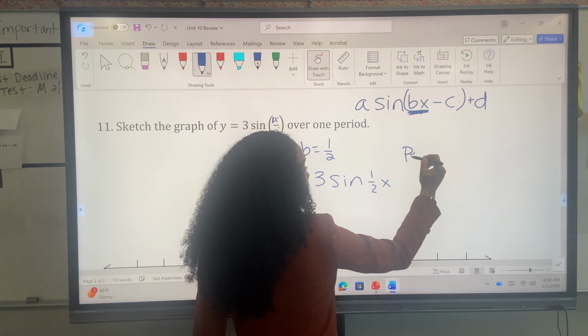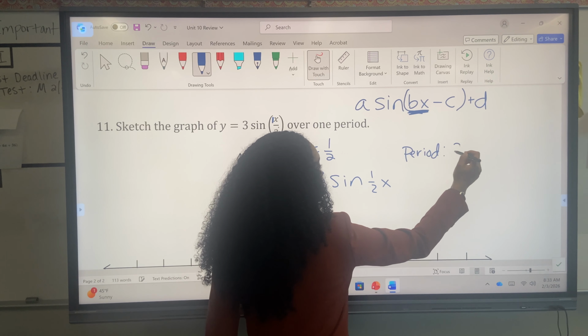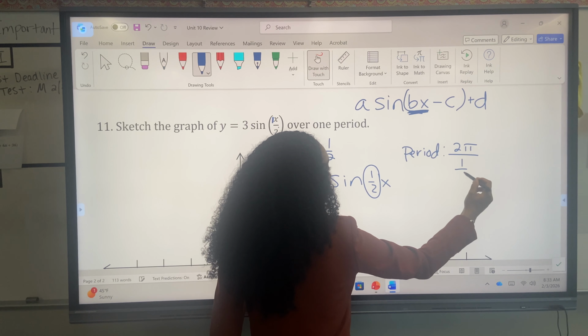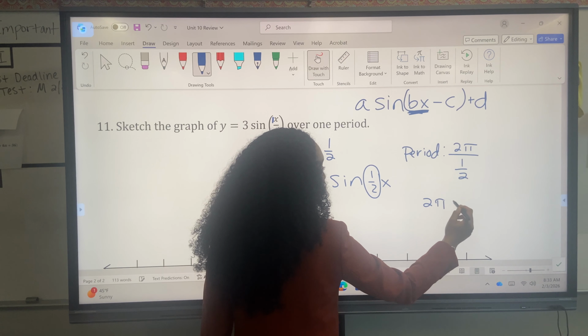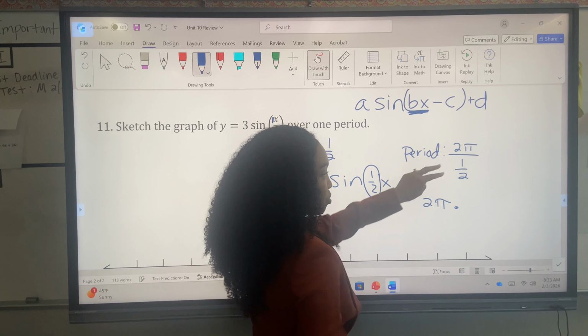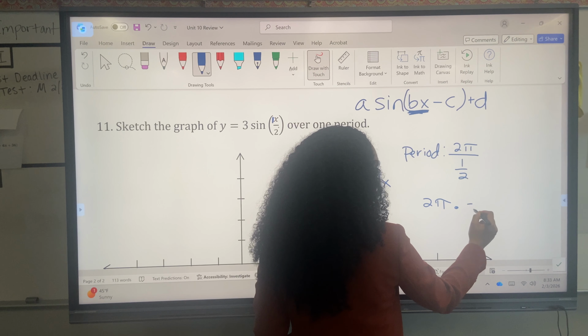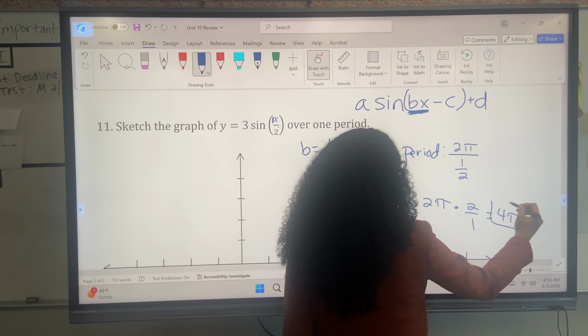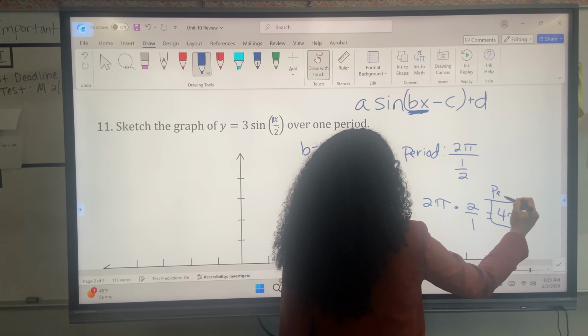So that means your period is 2 pi over your B value, which is 1/2. And whenever you're dividing fractions, you flip the 1 in the denominator and you multiply. So then this is 4 pi. So this is your period, 4 pi.